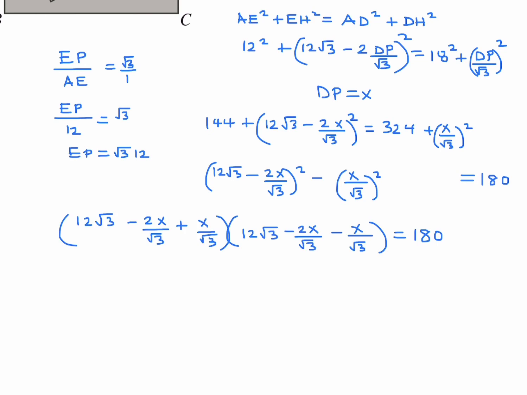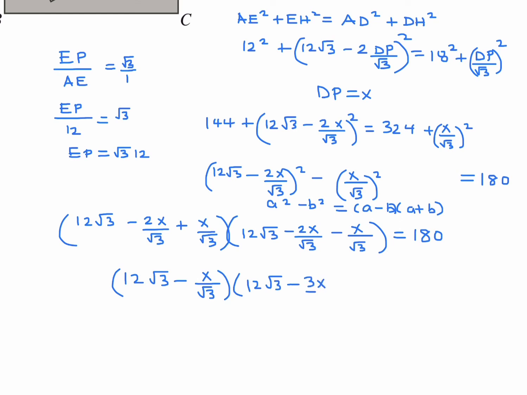Expanding, you get the following. I just actually factored it rather than expanding it. It's easier to do because this is sort of like a squared minus b squared, and that is a minus b, a plus b, like that. So this is what I get, and this allows me to very quickly solve. This just becomes (12 root 3 minus x over root 3), and this becomes (12 root 3 minus 3x over root 3), and that is equal to 180.